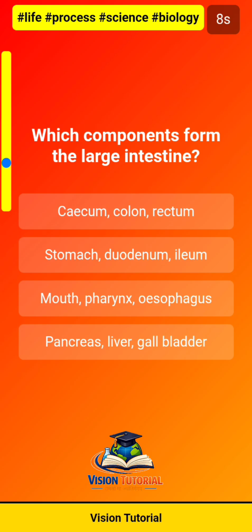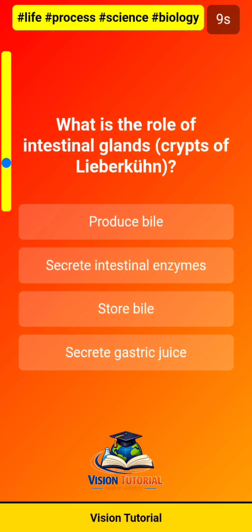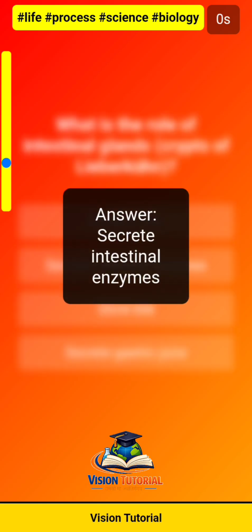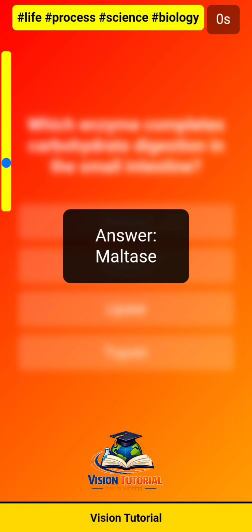The question is, which components form the large intestine? Answer: caecum, colon, rectum. The question is, what is the role of intestinal glands, the crypts of Lieberkühn? Answer: secrete intestinal enzymes. The question is, which enzyme completes carbohydrate digestion in the small intestine? Answer: maltase.